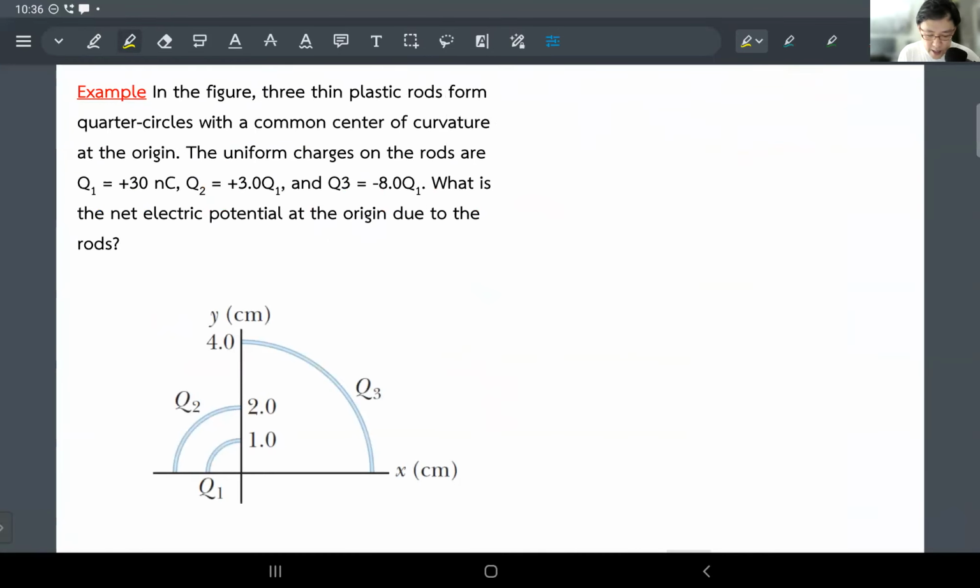So over here, you can say, well, hey, Tan, that Q1 is distributed along this first arc here, and they are at the same radius, 1 centimeter. So actually, the net potential at the origin is going to be V from the first arc, V from the second arc, and V from the third arc. Does that make sense? All right.